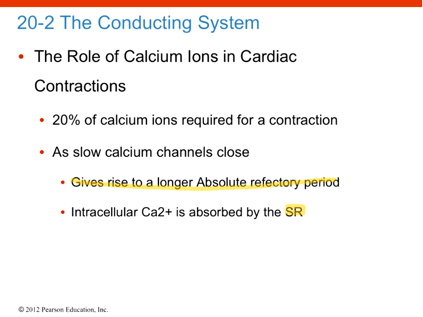So calcium ions play a major role in all of this. Just to recap, we talked about calcium ions in the blood chapter and how they have a major role in making sure that factor 10 is activated. These calcium ions in the cardiac contractions are responsible for elongating the absolute refractory period. The absolute refractory period, if you'll remember from your muscle notes, is that period of time when no matter how big the stimulus is, you will not be able to get a contraction.